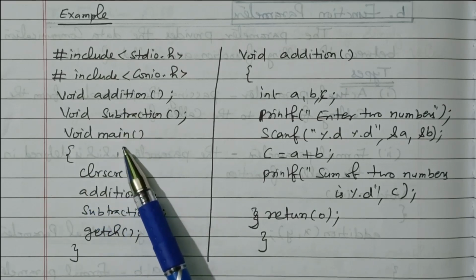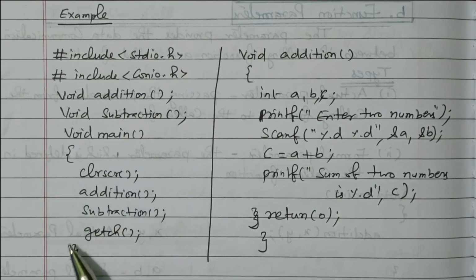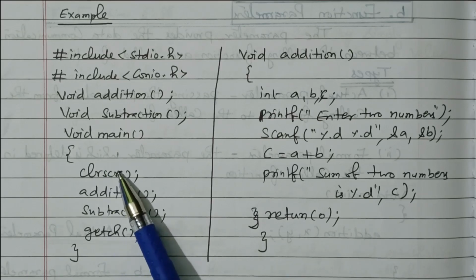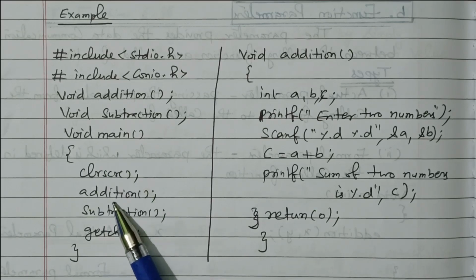Now we start the main, void main, open the parenthesis and closing. Within that we have a set of instructions. So after clear screen, this addition, what is this? It is called an addition, meaning we are calling this function. Similarly, subtraction. Other than that, a lot of instructions will be there.